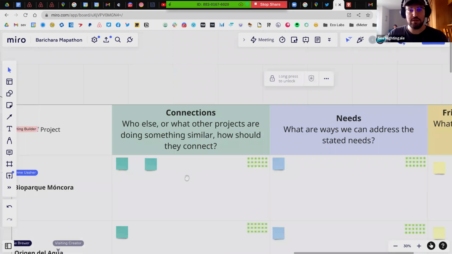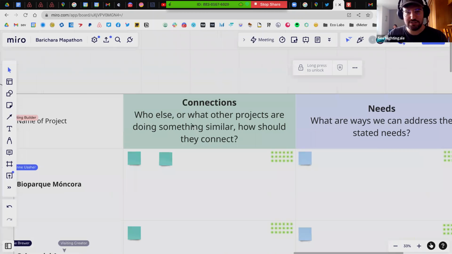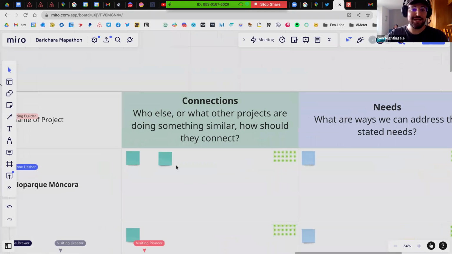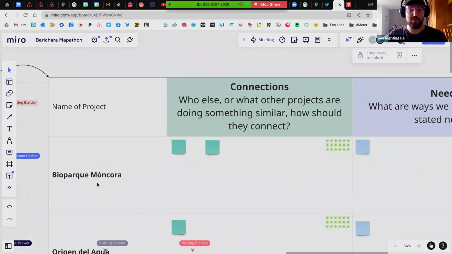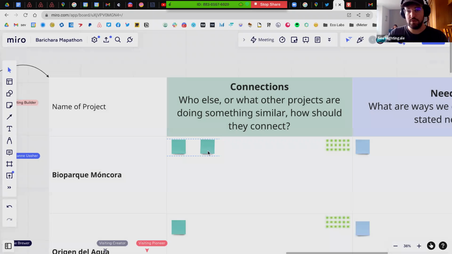The first column will be looking at connections. So who else, or what other projects, are doing something similar? How should they connect? After we've reviewed a project, we'll be thinking about what other connections can be made to that project that are relevant.